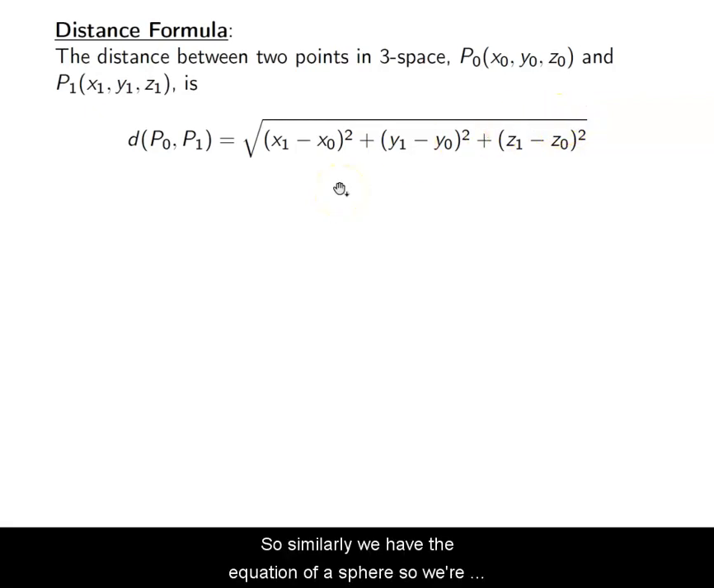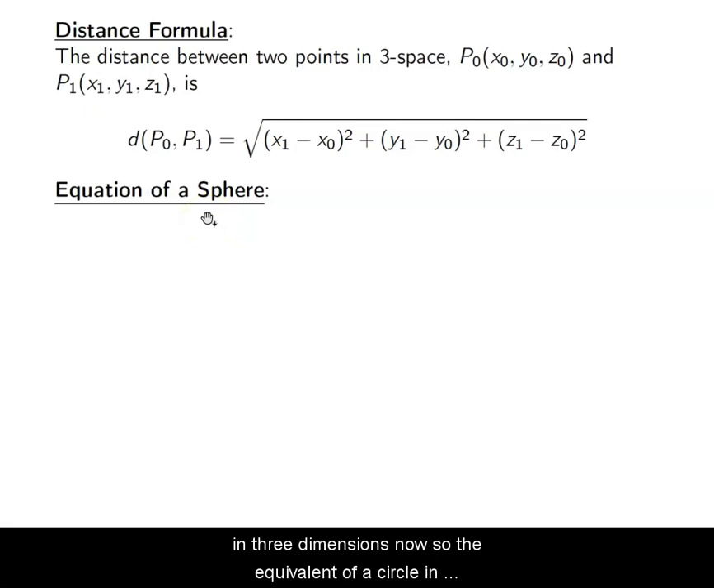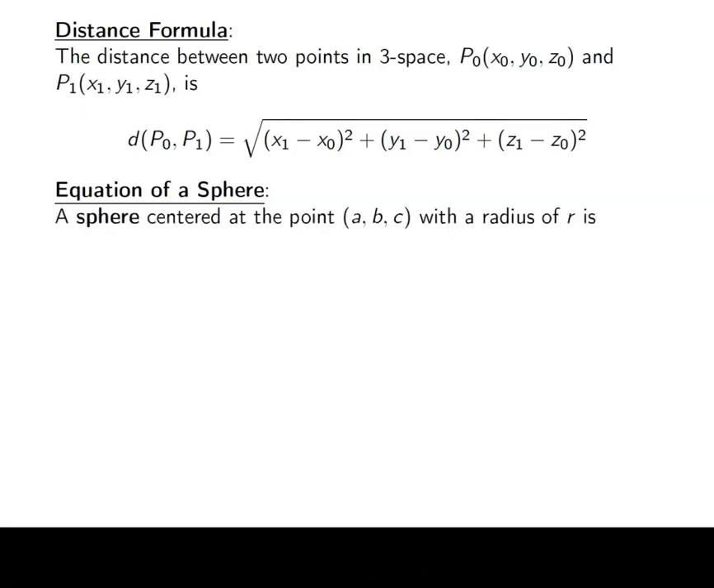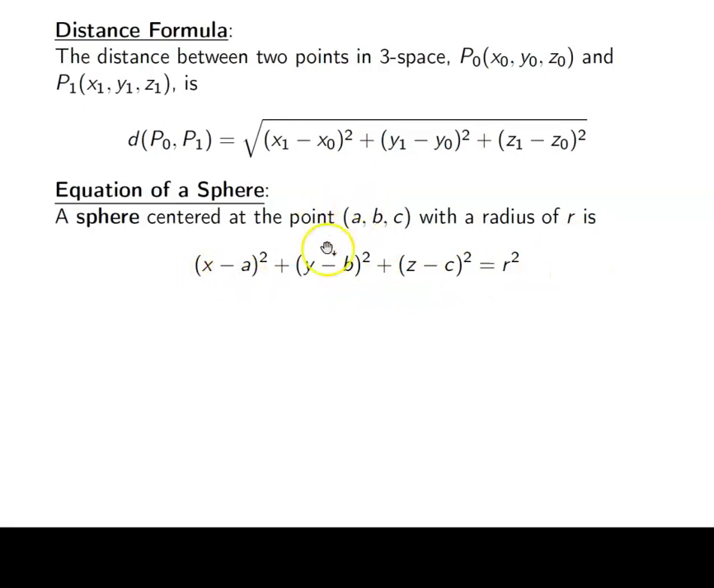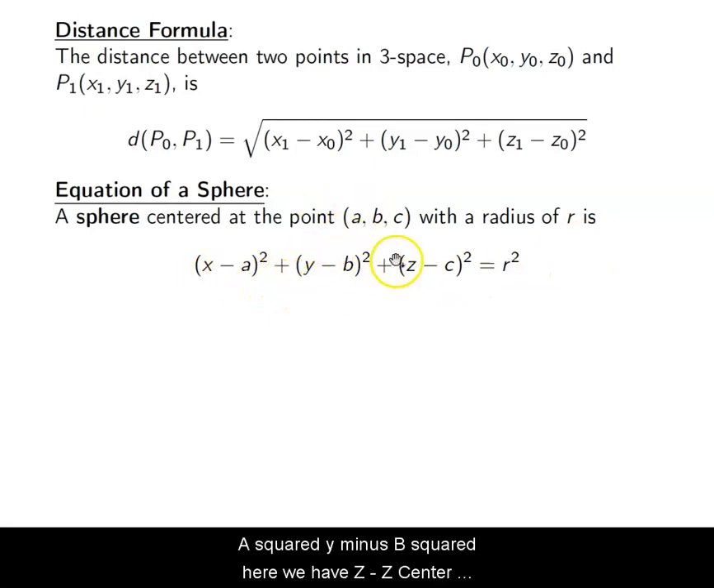So similarly, we have the equation of a sphere. We're in 3 dimensions now, so the equivalent of a circle in 3 dimensions is the sphere. The equation is very, very similar. A sphere that is centered at the point (a, b, c) with a radius of r is given by this equation: (x minus a) squared plus (y minus b) squared plus (z minus c) squared equals r squared. So the only thing we're really doing is taking into consideration that extra term.